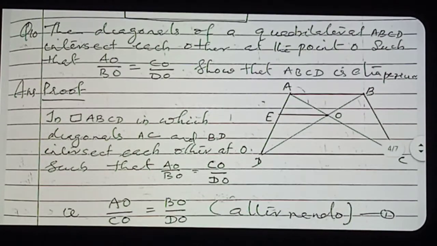Okay, we can start. Listen here. What is given? In quadrilateral ABCD, don't write trapezium here, that is what we want to prove. In quadrilateral ABCD, the diagonals AC and BD intersect at the point O. And what is given? AO by BO is equal to CO by DO, given. So you apply alternate.